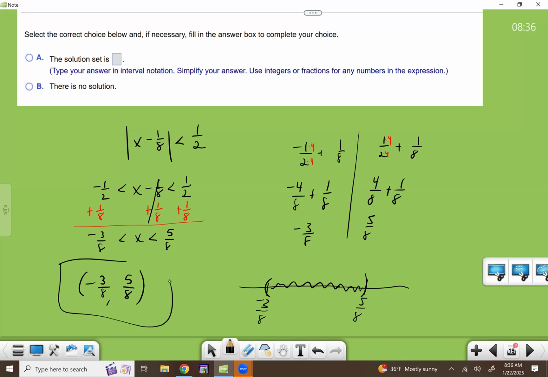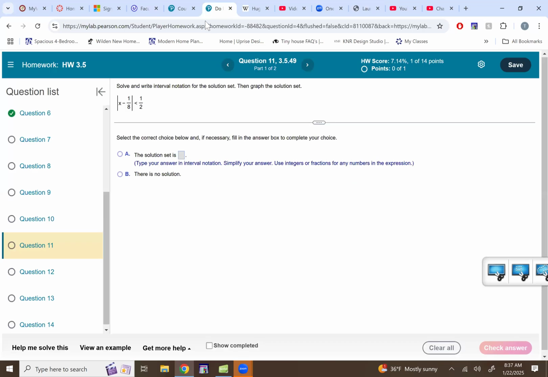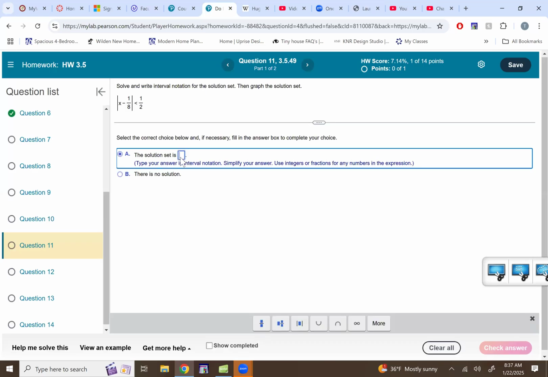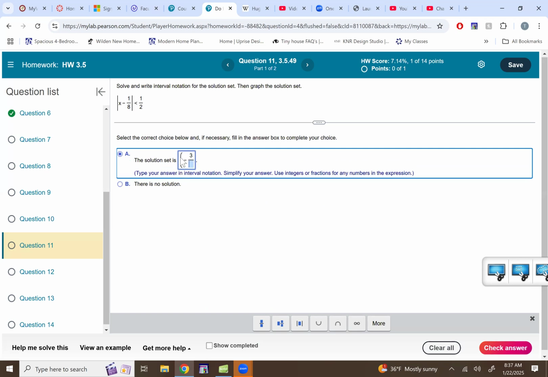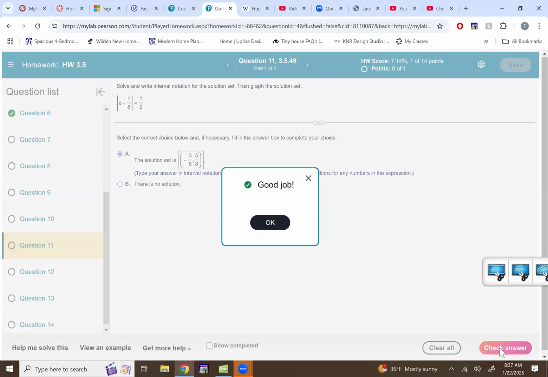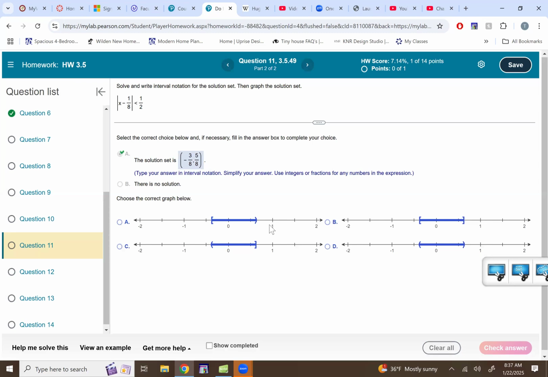Let's go put this in and see what graphing that looks like on MyLab Math. So we said the solution set is negative 3/8, comma 5/8. Let's try to graph it. It says to graph it, but, oh, there we go. Okay, I know it's got to be parentheses on both sides. So this is like the easiest multiple choice ever because this D is the only one that has parentheses for both. So that was easy. I don't even have to look at the numbers.